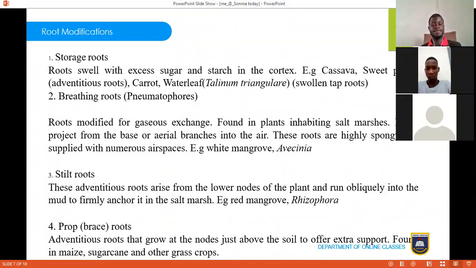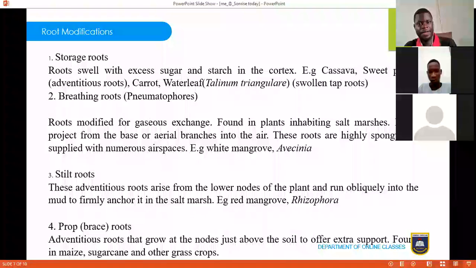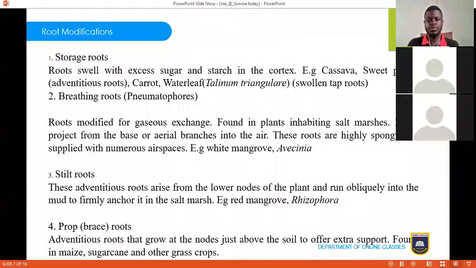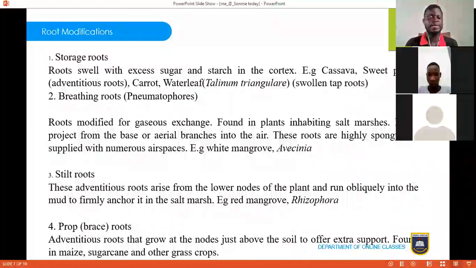Then we have the other modified roots called the stilt roots. Now the stilt roots, unlike the breathing roots, which project out from the muddy water, arise from the lower nodes of the plants and run into the mud. These ones are not for breathing, so they move into the mud to provide extra support, to anchor the plant firmly in the salty marsh.